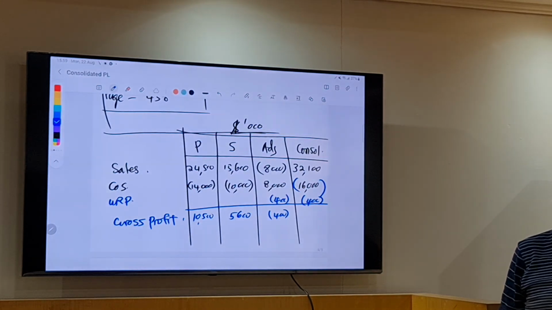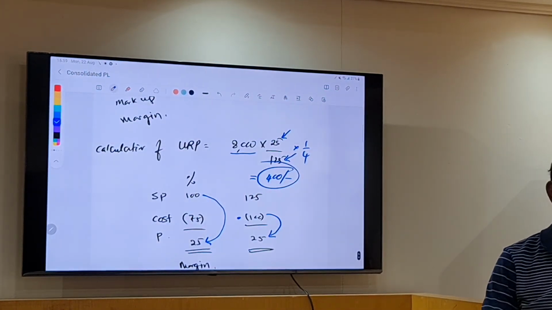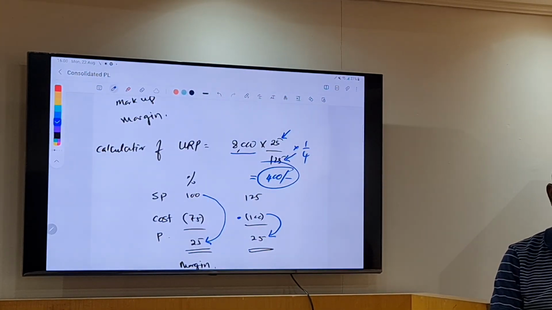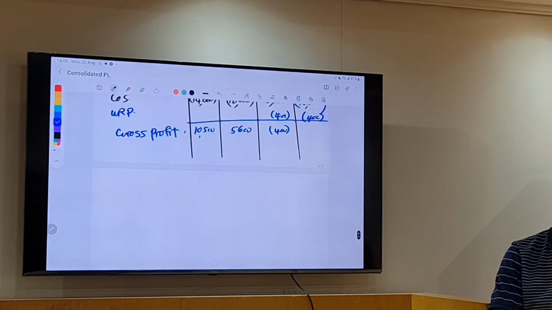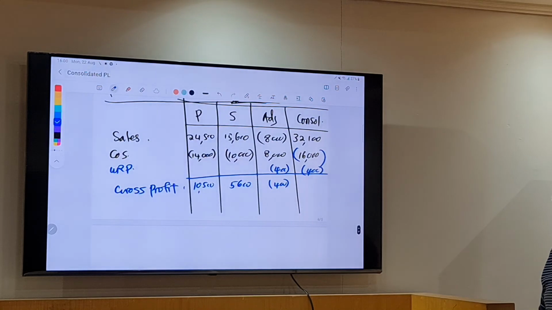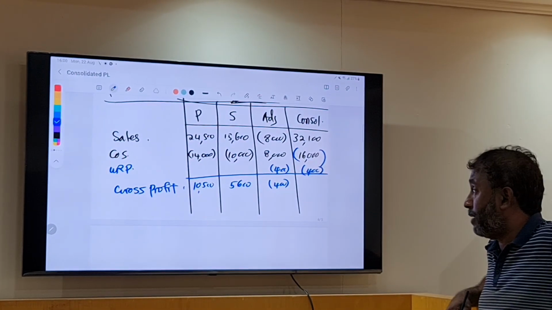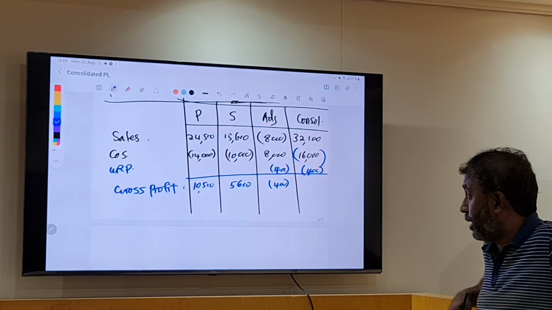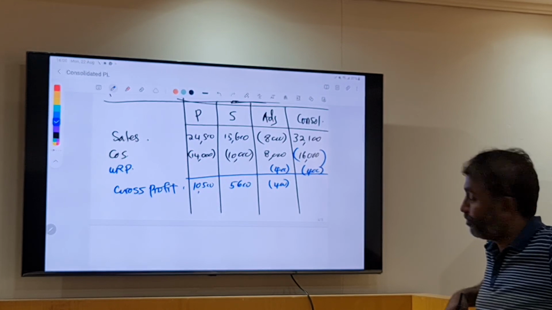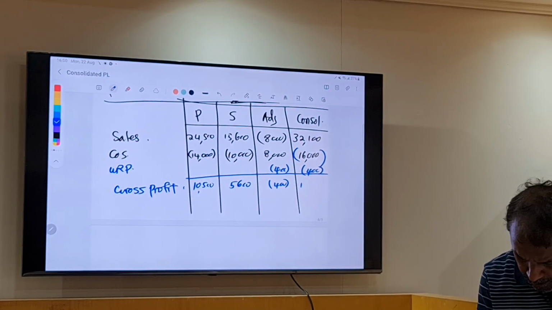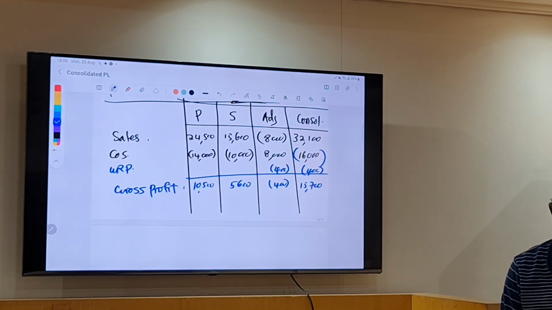What is this for? This one only. 8,000 into 25 into 1 over 4 is 400. Then 10,500 plus 21,100 minus 400 gives 15,700. Yes, correct. So this is the gross profit. Next.